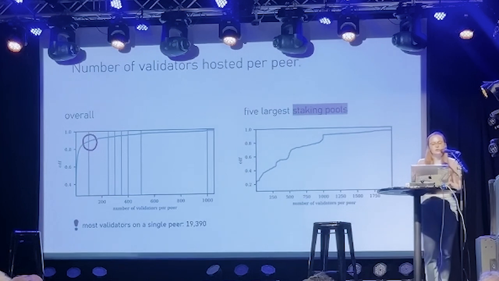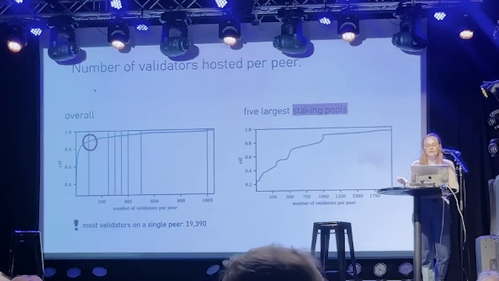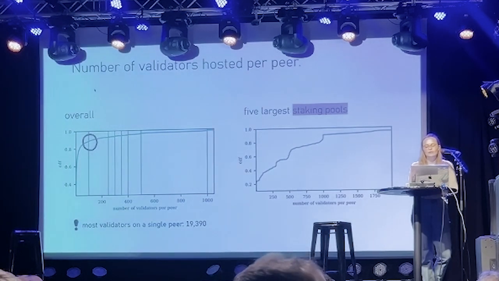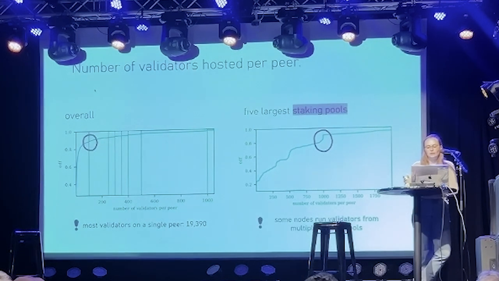Then we also zoomed into the 5 largest staking pools. This CDF is just for the peers that are running validators from these 5 staking pools. And there, for one, we can see, of course, they're running more validators on average. But the more interesting thing is that we see this ladder effect, where we, for example, see quite a lot of them running exactly 1,000 validators. So this is likely some node operator configuration. Then what we also find, and which was surprising to us, is that there are nodes that run validators for multiple staking pools. The way this can happen is that these staking pools ask node operators to run their validators, so they don't always run them themselves.